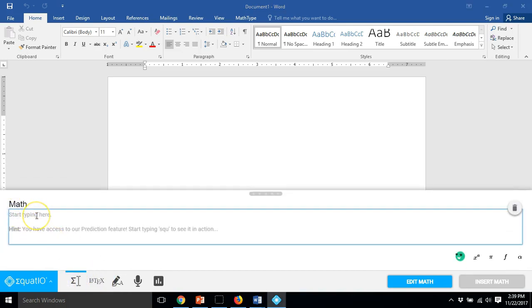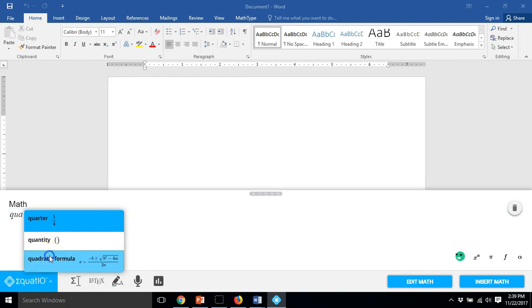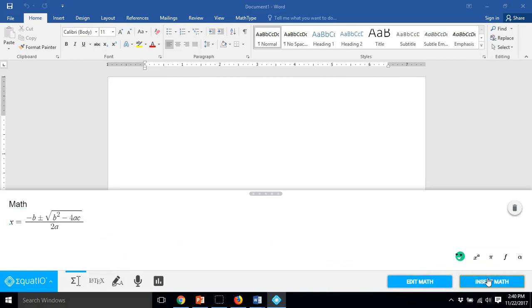And so I click here and it has the prediction. So I'm going to type qua and notice quarter, quantity, quadratic formula comes up. And I can do space and do another one, but I really was trying to get down to the line below it and I wasn't able to do that. So that's why I felt it was slightly clunky. But then to insert it, you just click Insert Math. And it goes in, but this is very simple, and then this bar always floats on the bottom.